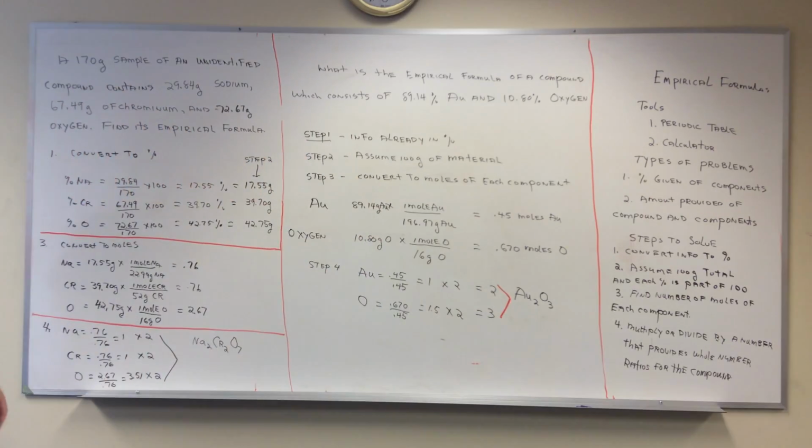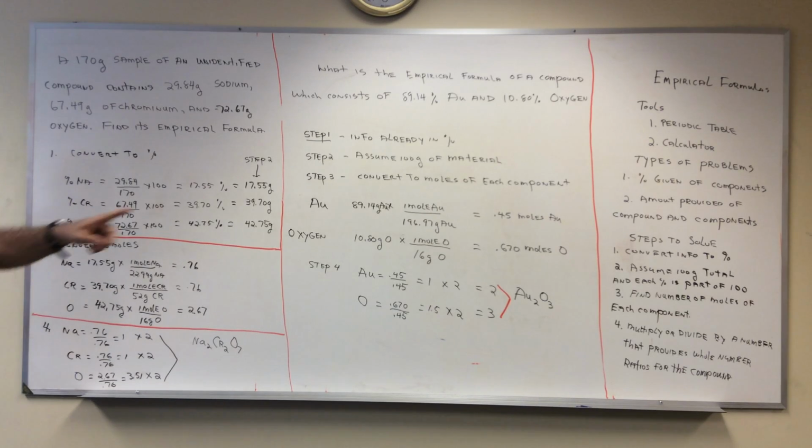The second type of problem is where they give you the total information in grams, and then they give you individual components. So this problem is: a 170 gram sample of an unidentified compound contains 29.84 grams of sodium, 67.49 grams of chromium, and 72.67 grams of oxygen. Find its empirical formula. Even though the problem doesn't say it, you know this plus this plus this equals 170 because they're all the components and they only have 3.